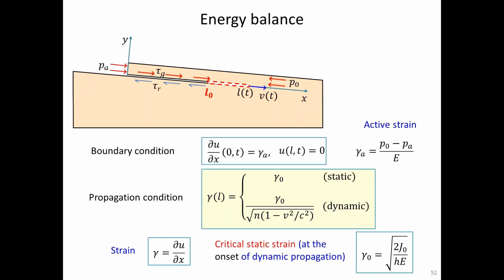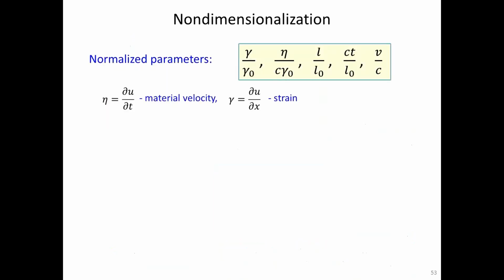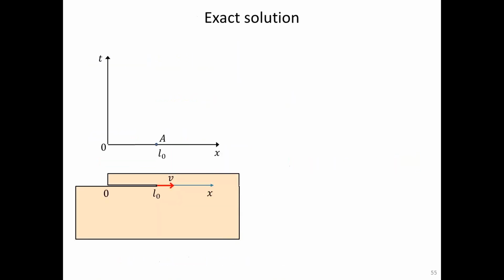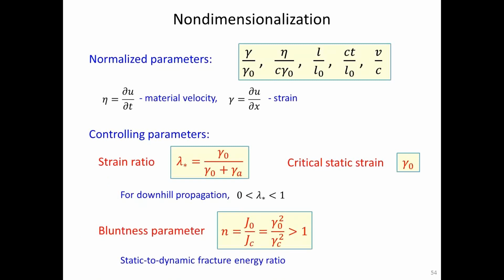After that, I would like to introduce some new normalized parameters, which are a material velocity, eta, and this material strain, gamma. I know that eta and gamma are not typically used parameters in civil engineering or geotechnical engineering, but in dynamic fracture mechanics, people typically use eta and gamma for the material velocity and strain. Using them, I also constructed a few controlling parameters. The first one is a strain ratio, which is a ratio between the critical static strain gamma naught and gamma A, which is the active strain. Again, I'm using gammas instead of epsilons, which is typically used.